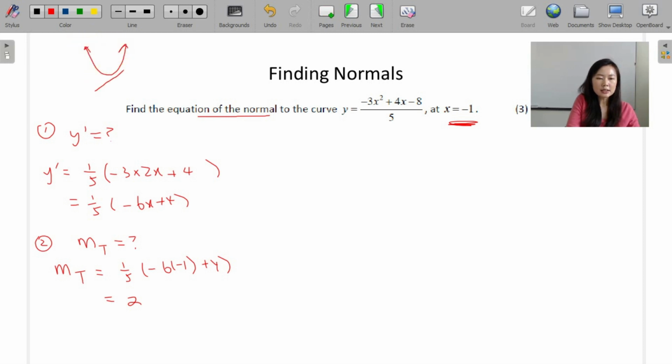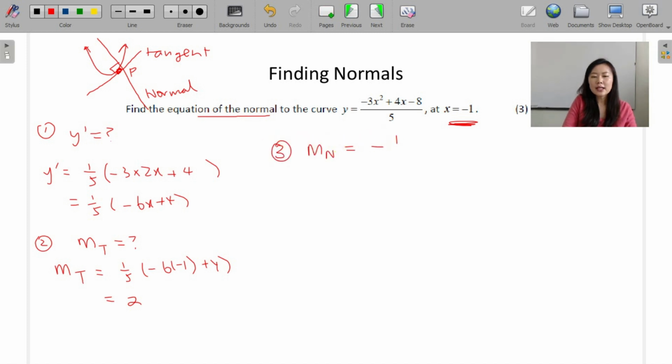Now, the thing is, tangents and normals. A tangent is a line that just touches, right? So let's say this is P. That's the tangent. A normal is a line that is perpendicular to the tangent at the same point. So to find the normal, it's always the negative reciprocal of the gradient of the tangent, the relationship of perpendicular lines. So that would be the gradient of the tangent.